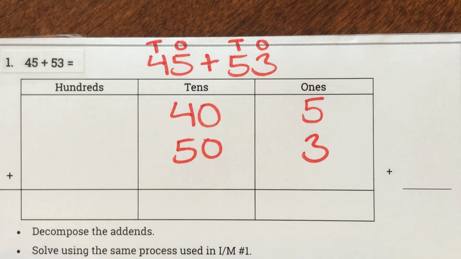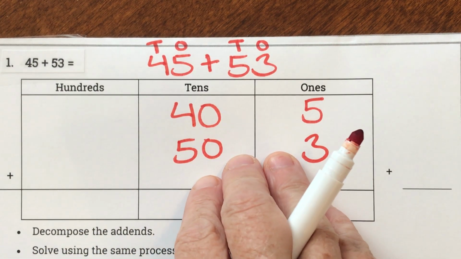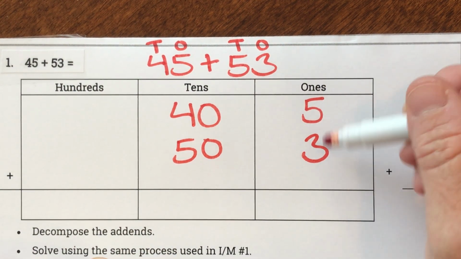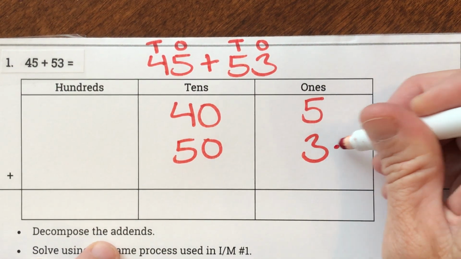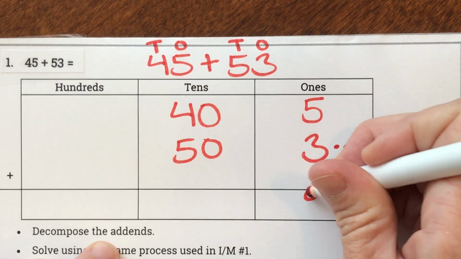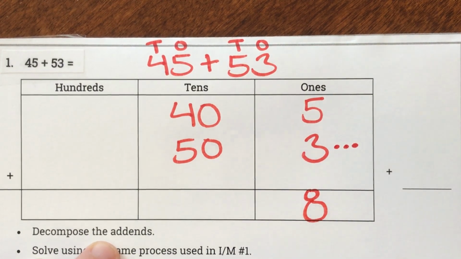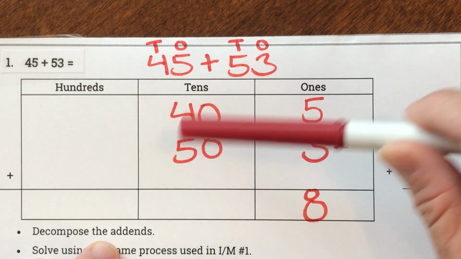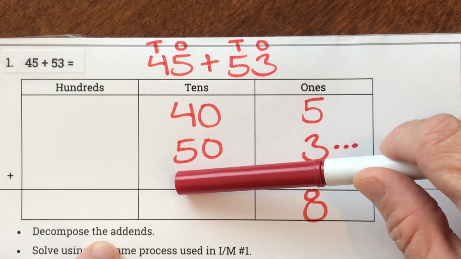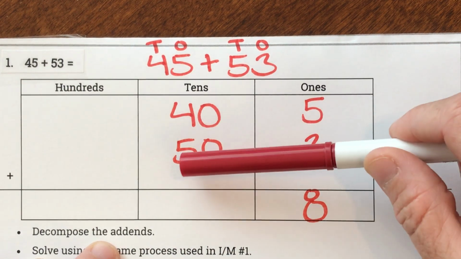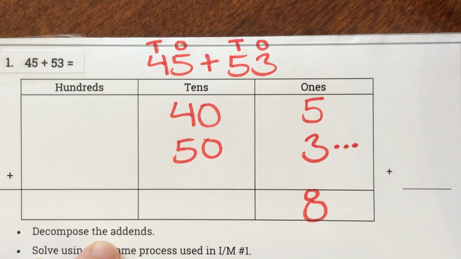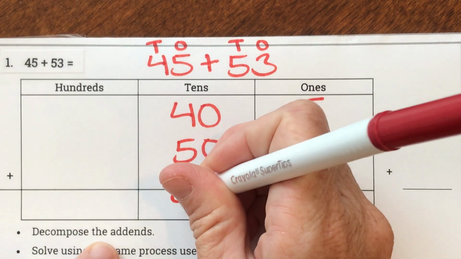Okay, so now that I have decomposed my add-ins and put them on my chart, I'm going to start by adding the ones together first always. So 5, 6, 7, 8. I like to use this little counting on strategy sometimes. Sometimes you could use your fingers as well. Okay, what is 40 plus 50? 40 plus 50, well, we could say I have 4 tens and 5 tens, which would give me 9 tens, which is 90. That's a good way to look at it.